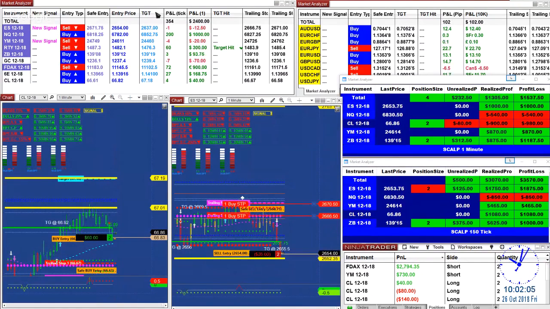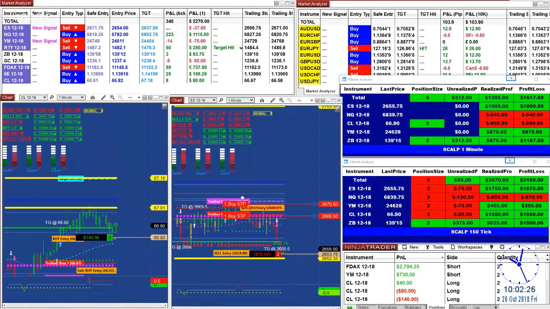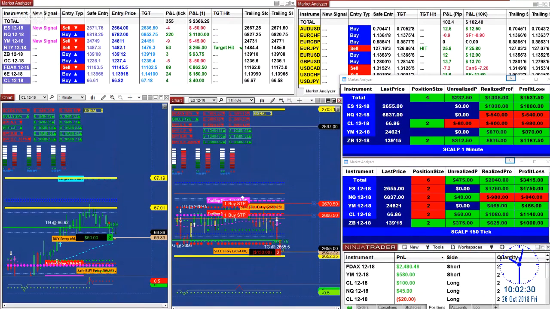Okay, we have new signals. ES entry price 654, target 637. The auto trade already took it. We have a new signal on the YM. New entry 24,611. Target 44,57. So those are the new signals coming out, and you gotta be careful.